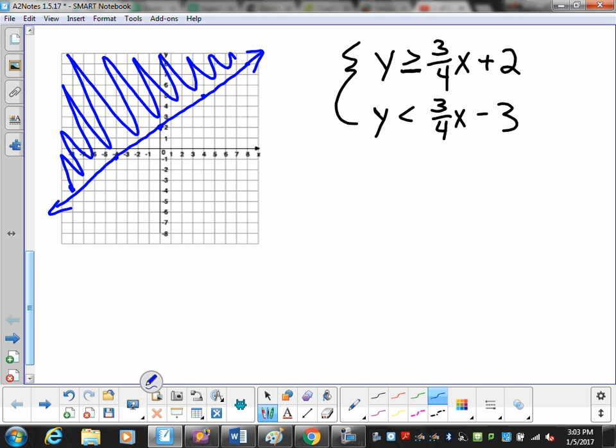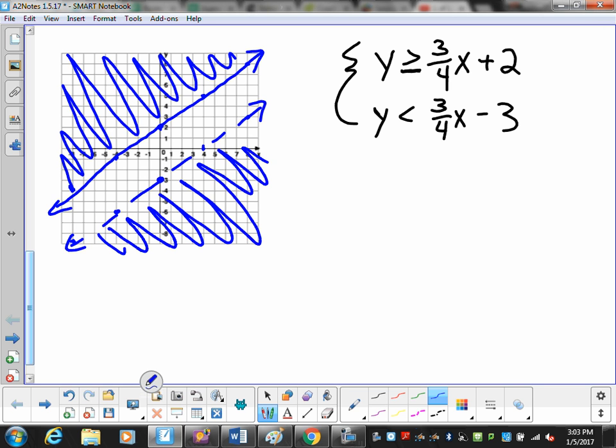All right, next one. Negative 3 is where the y-intercept is. And then I go up 3 over 4, down 3 over 4, left 4. And this one is a dashed line because it's not equal to it. And then where do I shade? Below. What's the solution? No solution, because they don't have anything in common. They got nothing to talk about.